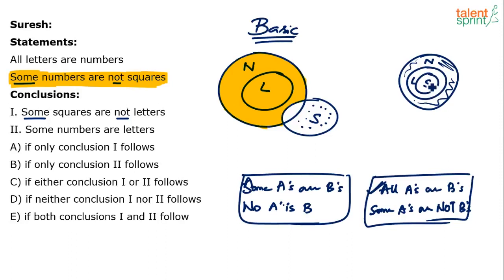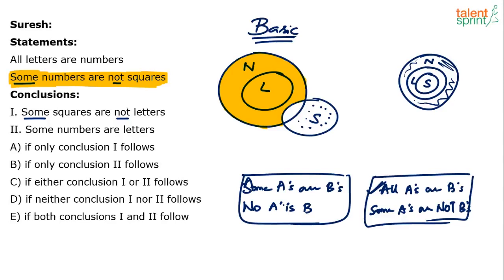We can always say that all squares are letters. It is not violating any of the statements here. So all squares are letters can be true. And in this particular possible diagram, when you say all squares are letters, this particular conclusion fails. Some squares are not letters fails. Are you able to follow the logic?